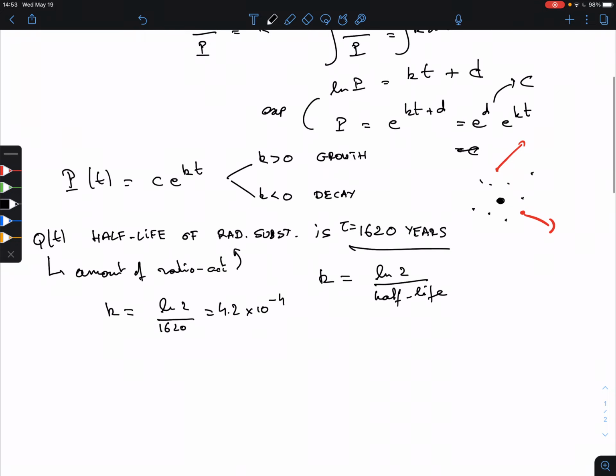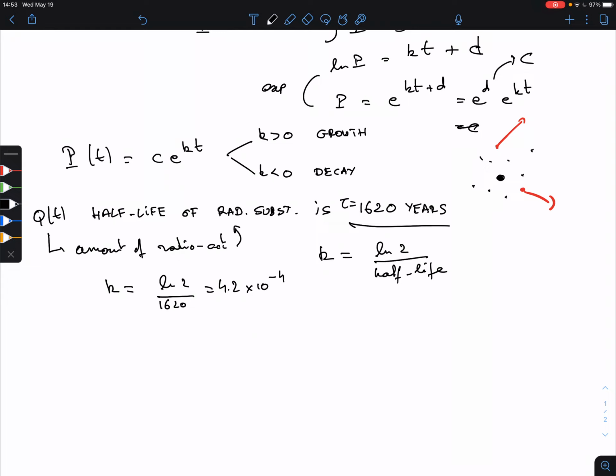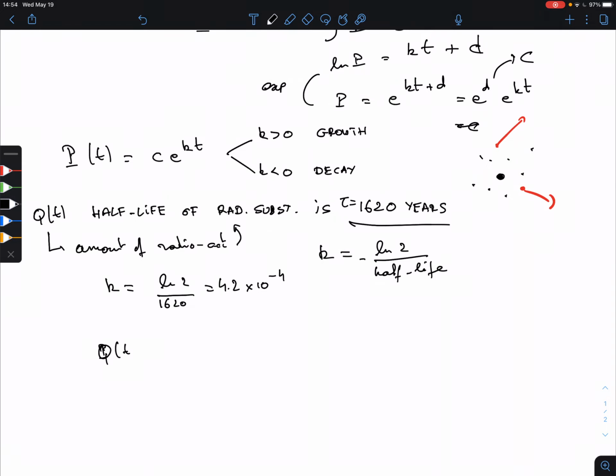And so we know that our solution is of this form here, and then we could ask, okay, so using that, but of course it's a negative number, so I should perhaps put a negative here because it becomes decaying. It's the opposite of growth, right? So it's the negative of this thing that I should actually write down, so the equation that would govern this would be Q(t) equals C times e to the minus 4.2 times 10 to the minus 4 t.